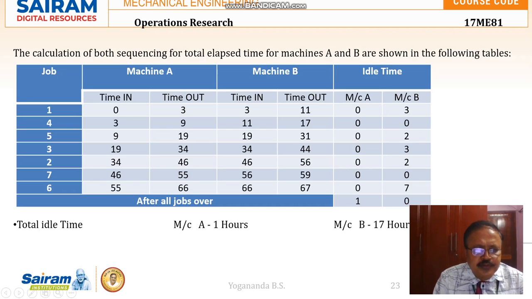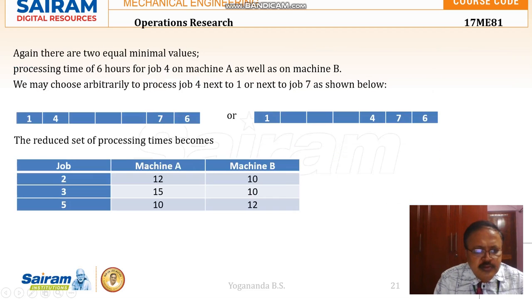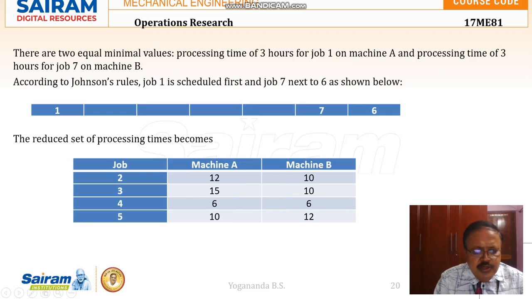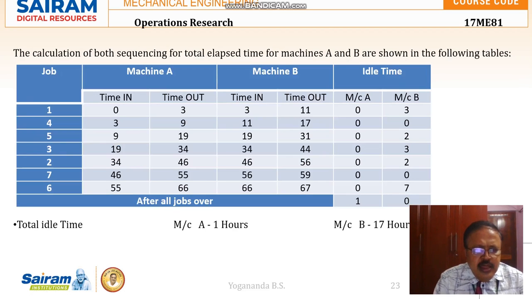Job 1 enters machine A at the 0th hour, getting processed there for 3 hours. It comes out of machine A at the end of the 3rd hour. Then it enters machine B at the end of the 3rd hour, getting processed there for 8 hours, so 3 plus 8 is 11. Machine A is kept idle for 0 hours, but for job number 1, machine B is kept idle for the first 3 hours. So writing 0 and 3.